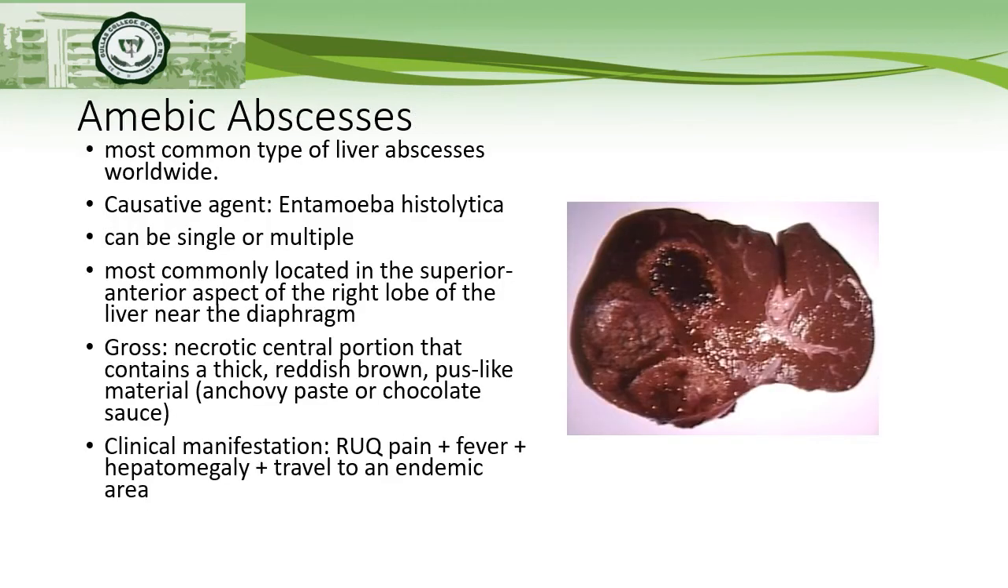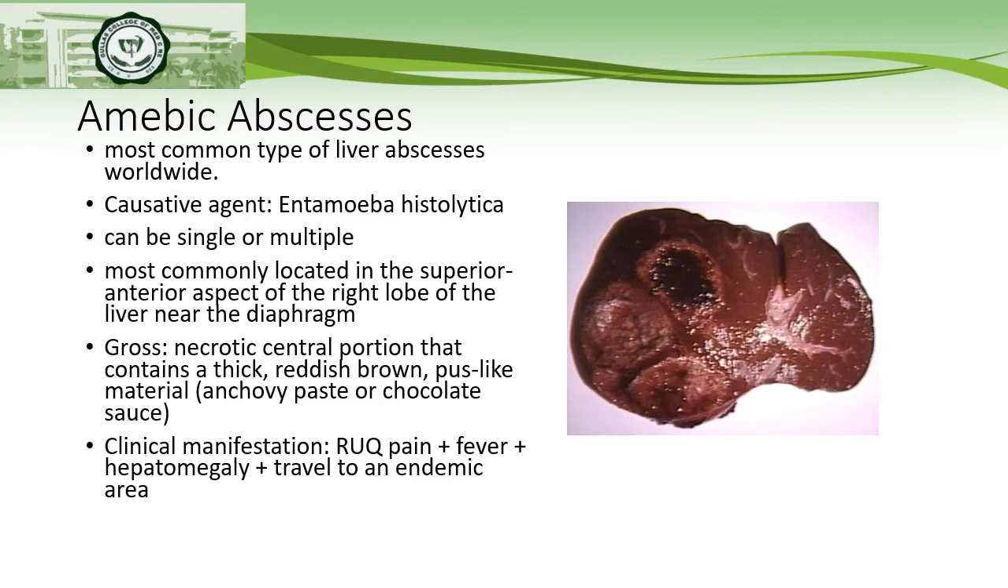The second type of abscess is the amoebic abscess, which is considered the most common type of liver abscess worldwide. This is caused by the very common Entamoeba histolytica. The abscesses formed are variable in size and can be single or multiple. The amoebic abscess is most commonly located in the superior anterior aspect of the right lobe of the liver, near the diaphragm, and has a central portion that is necrotic and contains a thick reddish-brown, pus-like material which has been likened to anchovy paste or chocolate sauce.